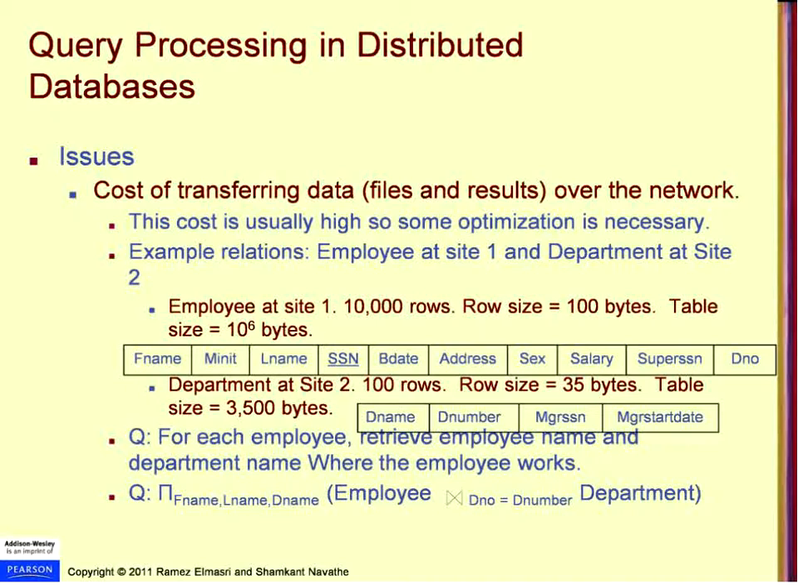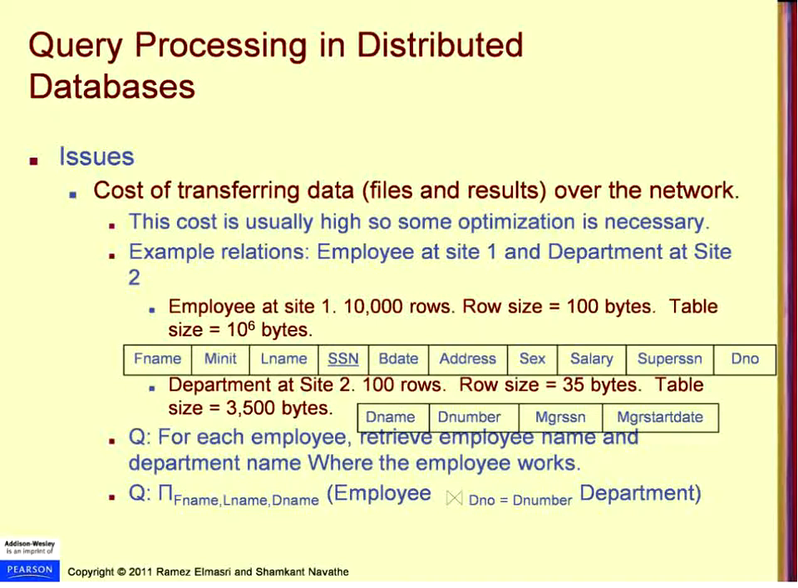Now the department relation at site 2 has 100 rows, and the size of each row is 35 bytes. We can divide it in any way, for example the D number is suppose 4 bytes long, D name is 10 bytes long, and manager SSN is 9 bytes long. All of them sum up to 35 bytes.